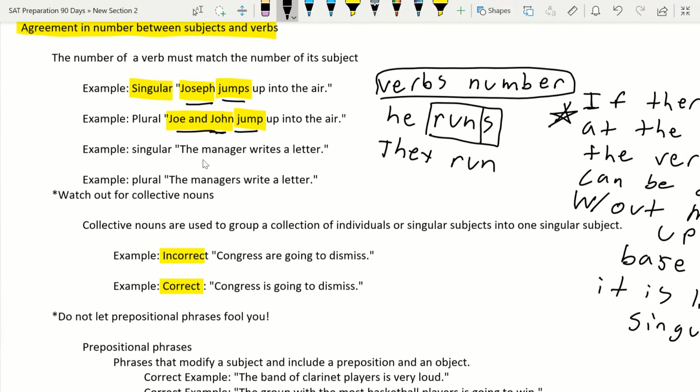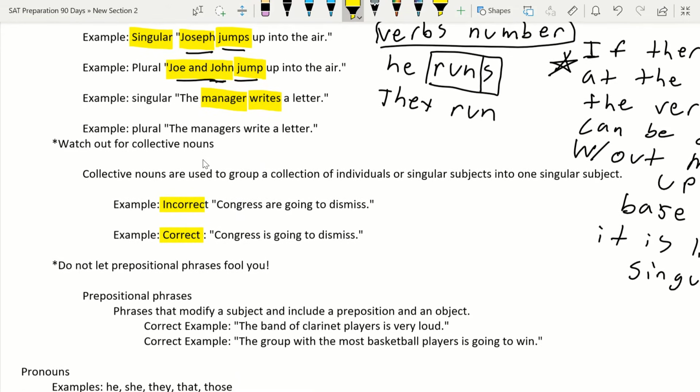All right, so now we've got another example. So we've got singular. The manager writes a letter, right? So once again, we see we have a singular subject in manager. Manager is our subject. There's only one that is singular. And we see we have writes, right? So we have that S added on. So that S added on means that we have a singular verb to match our singular subject. Now, if we have multiple managers, so we're using plural now. So we've got the managers. We have more than one manager. The managers write a letter. So we drop that S, and we have now a plural verb. So we're matching that plural subject to that plural verb.